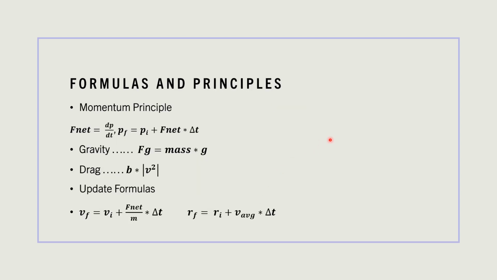As far as our formulas and principles, of course we'll need the momentum principle, which can be written as F net equals dp over dt, and we can rewrite that as this right here. And then we'll need to know gravity, which is simply mass times g, which is 9.8. We'll also be using drag as another force when the slinky is falling. And finally, we have our update formulas for velocity and position here at the bottom.